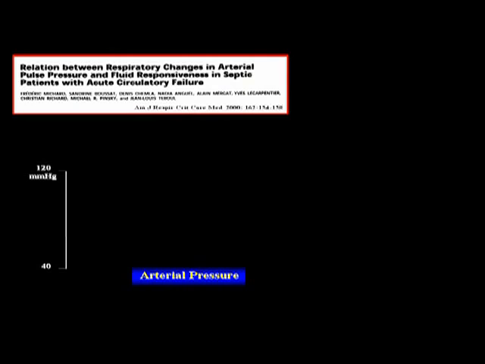More recently, authors have started to focus on what we call the dynamic parameters of fluid responsiveness based on cardiopulmonary interactions, and most of the time we use parameters like the pulse pressure variation, where we can assess the respiratory variation in the arterial pulse pressure. This has been described in 2000 by Frédéric Michard and Jean-Louis Teboul.